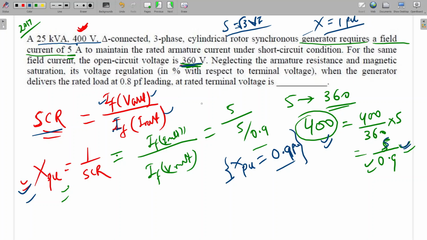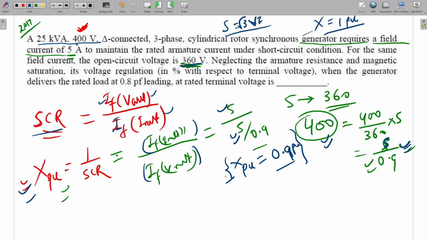But here that field current is generating 360 volts. So 5 ampere of field current is generating 360 volts, and 5 by 0.9 ampere of current is generating the rated voltage. So IF for rated voltage, IF for rated current: IF for rated current is 5, IF for rated voltage is 5 by 0.9.